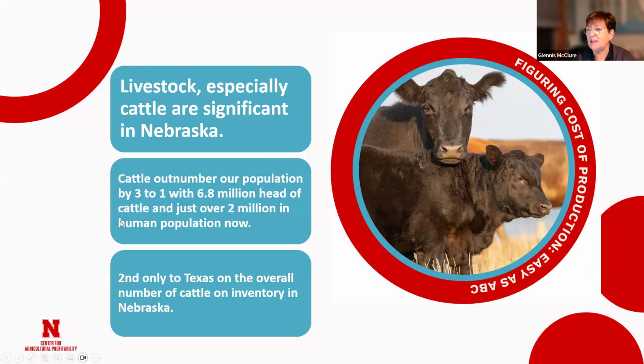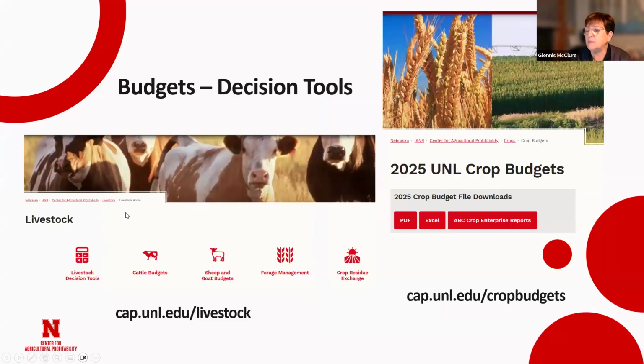So anyway, as Shannon mentioned, we have long worked on enterprise budgets. We think it's really important that folks understand, I guess the primary reason is, cost of production and understanding what we're really putting into our various livestock entities, and also on our crop side. So we actually have a lot of those things posted already on our CAP website.